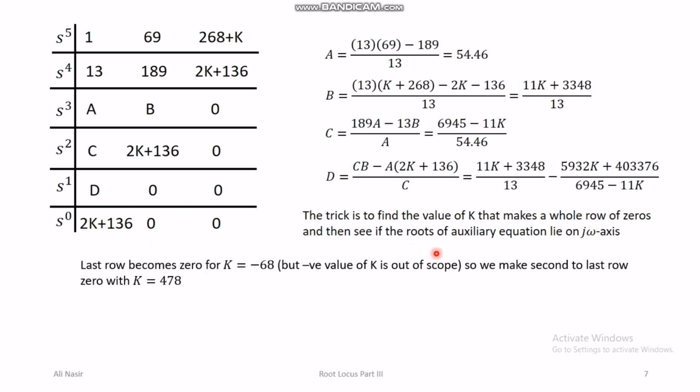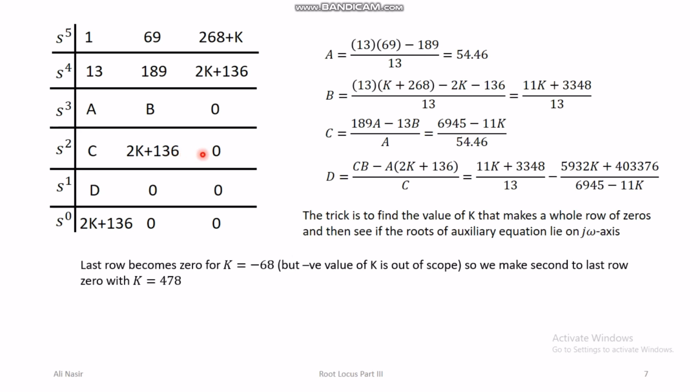So the next choice is that we can make this whole row equal to 0 by making d equal to 0. And if you put this whole expression equal to 0, take the LCM, remove the denominator and simplify everything, then you will see that for k equal to 478, d becomes 0. Since this is a positive value, we will use this value, k equal to 478. And next, for k equal to 478, this whole row becomes 0, and this row forms the auxiliary equation.